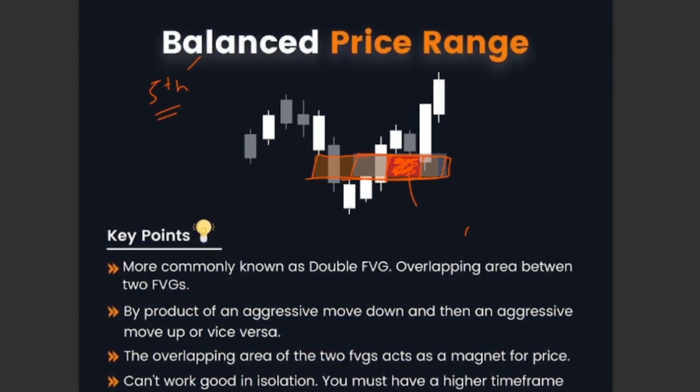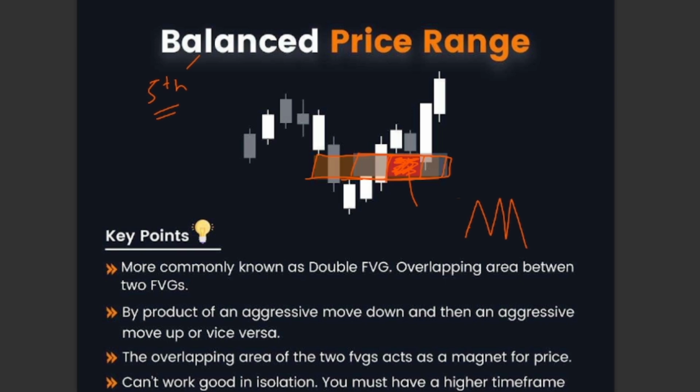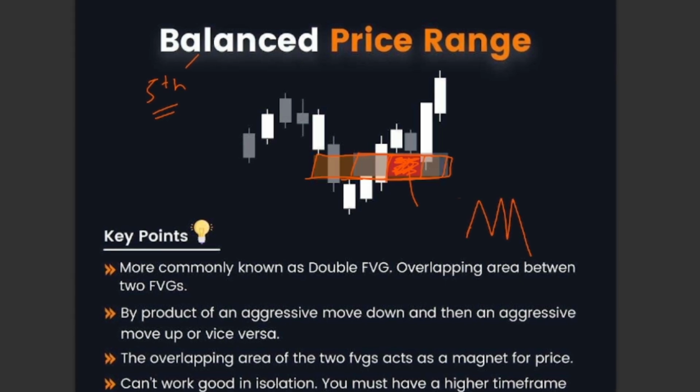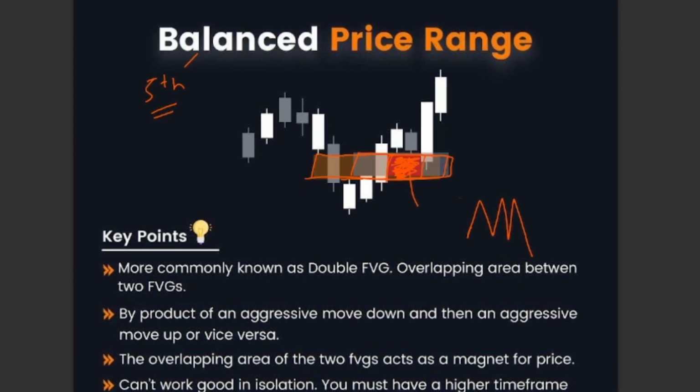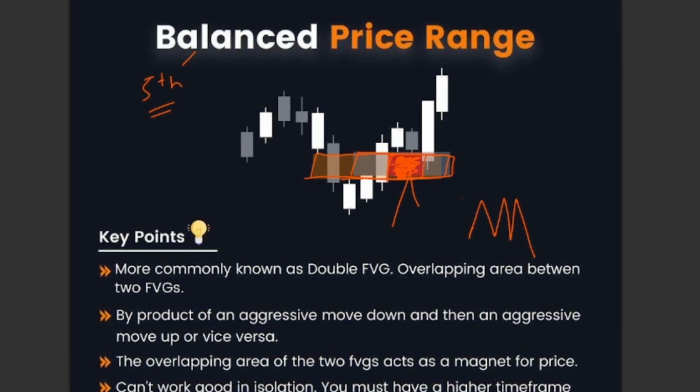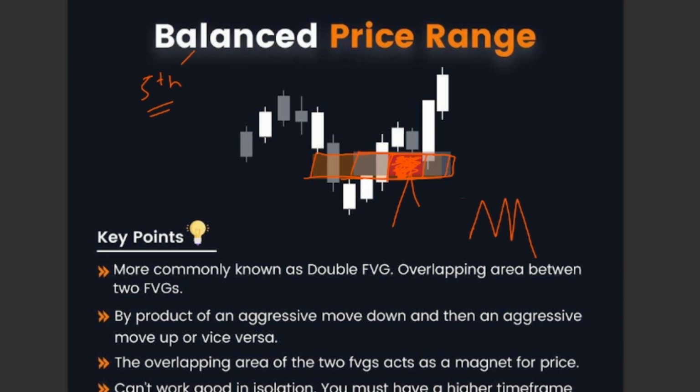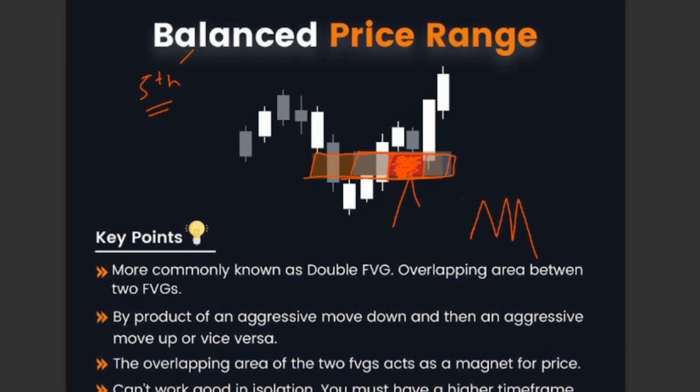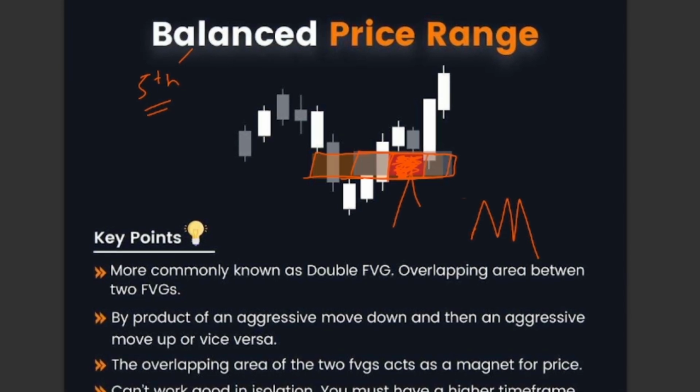When the market tends to move with volatility in both directions, it tends to create a balanced price range, and before taking a direction, the market usually taps into this balanced price range and then moves ahead. So let's move to an example to make things more clear.